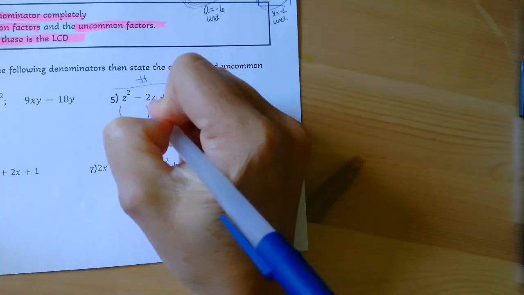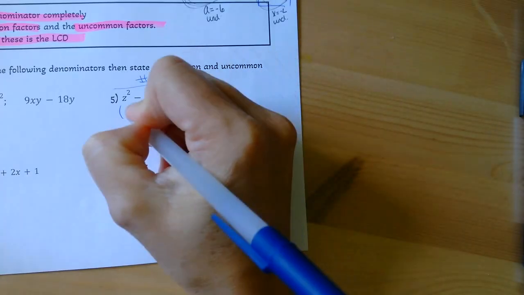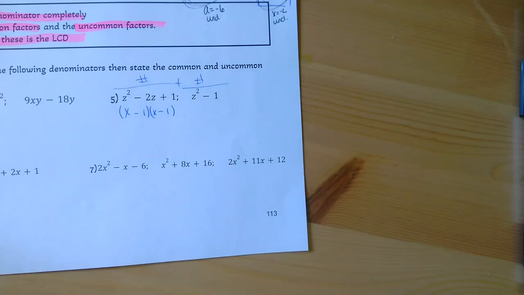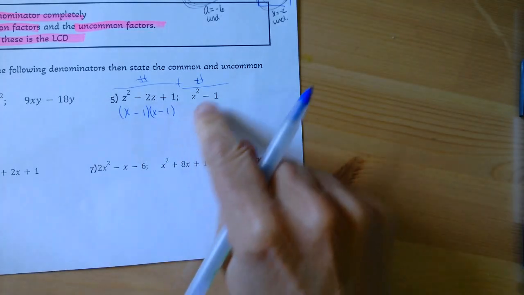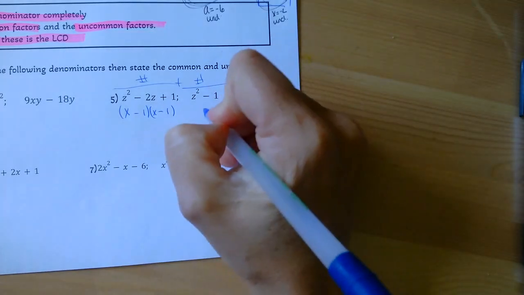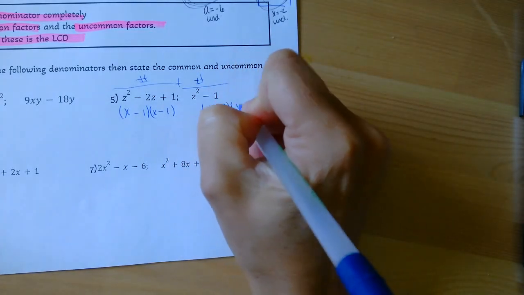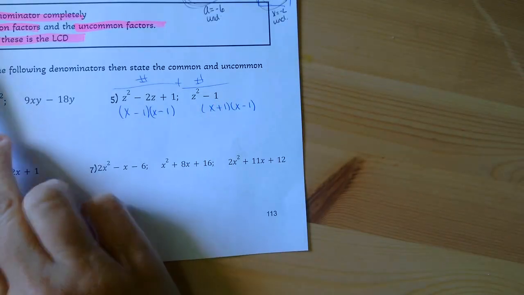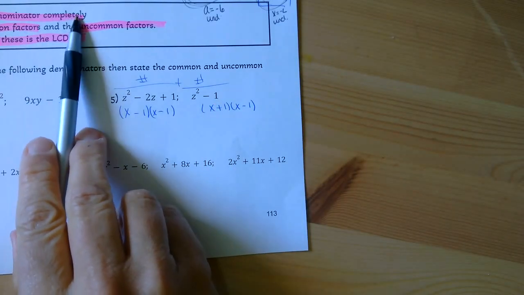It says factor each denominator completely. So let's factor this one. Trinomial. So I have x and x, 1 and 1. I'm going to go minus, minus. Then I'm going to factor this one that I'm pretending is the denominator. X plus 1, x minus 1, difference of perfect squares. Okay, so we're going to factor each denominator completely.